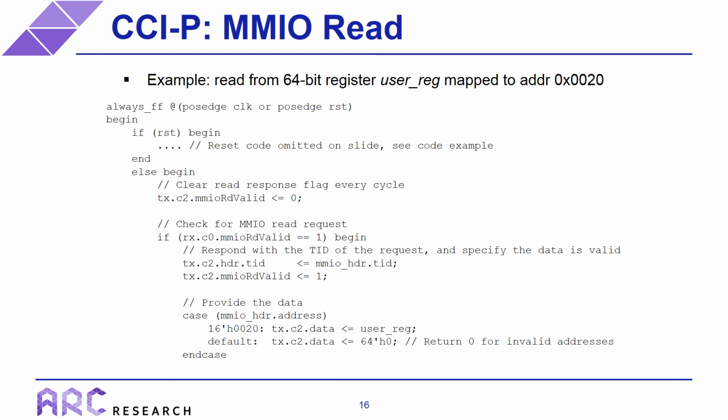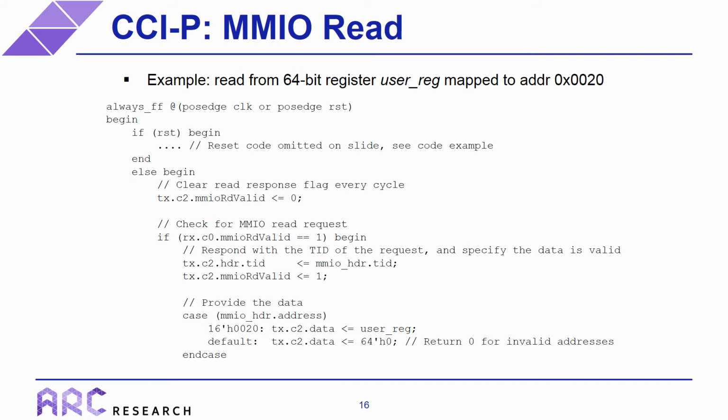On every rising clock edge, we're going to clear the MMIO read valid signal on channel 2 of the transmit port. By default, we're going to respond saying that we're not responding to a read in this cycle. Of course, we can override that later if we need to, but in most cycles, we're not going to be responding to a read.